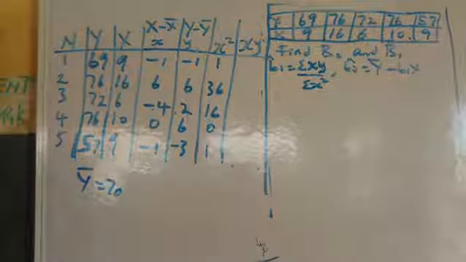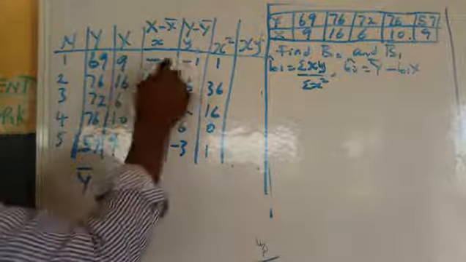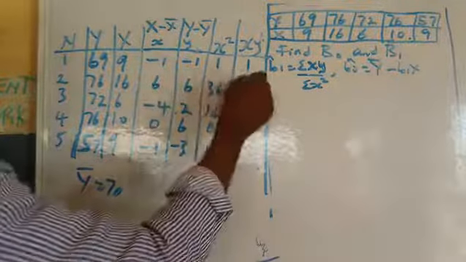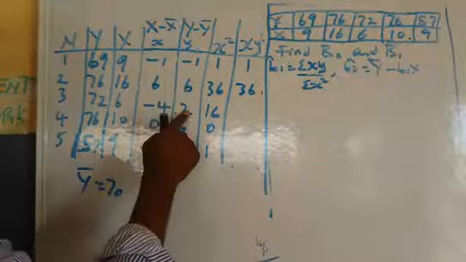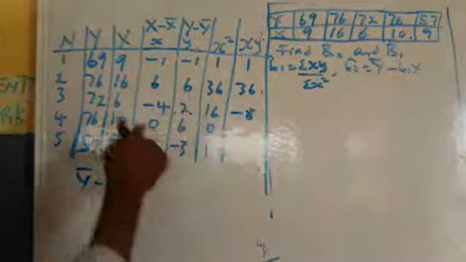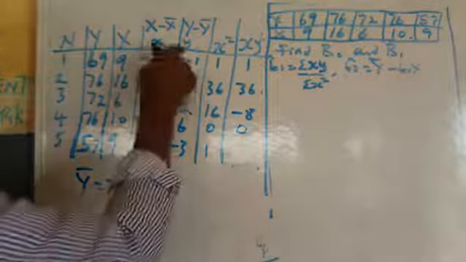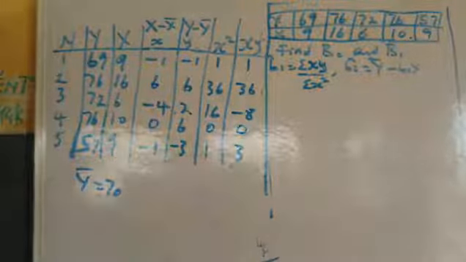Then x and y. Minus 1 times minus 1, that's going to give you 1. 6 times 6, that's going to be 36. Minus 4 times 2, that's going to give you minus 8. 0 times 6, that's going to be 0. Minus 1 times minus 3, you see I'm using x and y, that's going to be 3.